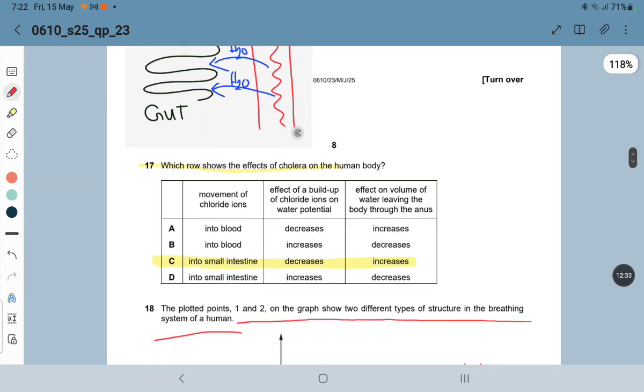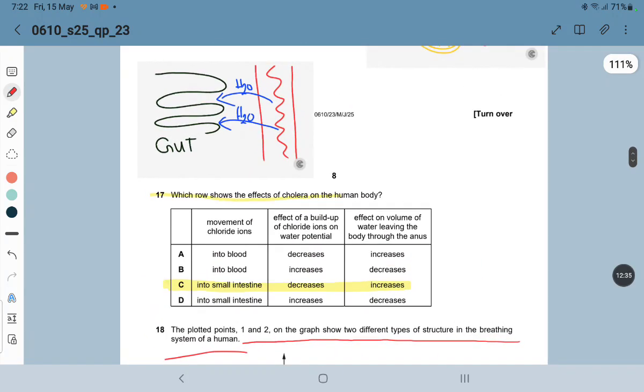Question 17. It's telling you here which row shows the effect of cholera on a human body. So the movement of chloride ions here will be into the small intestine. An effect of build up of chloride ions on water potential: it will decrease. An effect on volume of water leaving the body through the anus: increases.